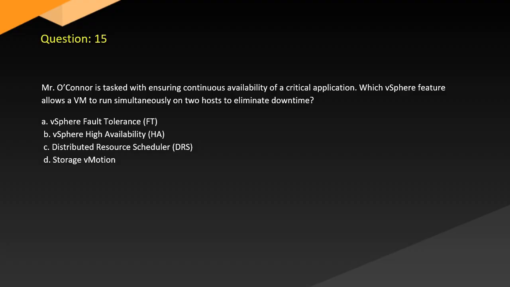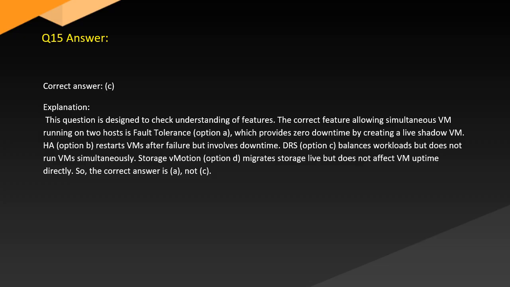Question 15. Mr. O'Connor is tasked with ensuring continuous availability of a critical application. Which vSphere feature allows a VM to run simultaneously on two hosts to eliminate downtime? A. vSphere Fault Tolerance. B. vSphere High Availability. C. Distributed Resource Scheduler (DRS). D. Storage vMotion. Answer.